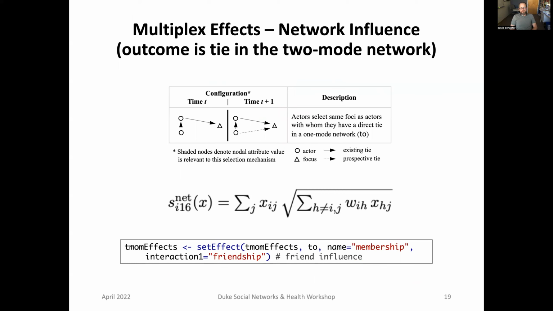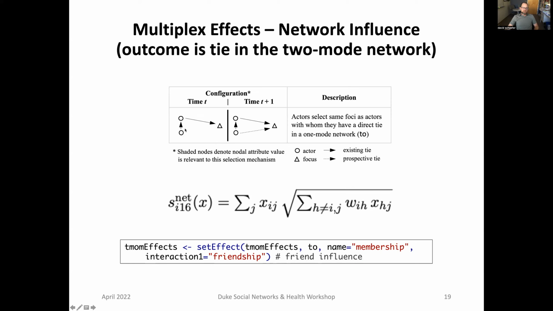So now I want to talk about if we have multiplex, multiple networks. Here we're talking about bringing in a friendship network and modeling friendship as another evolving network over time. So we've got friendship evolving and we have memberships evolving over time. And if we're interested in whether friendships drive membership, that's a form of peer influence.